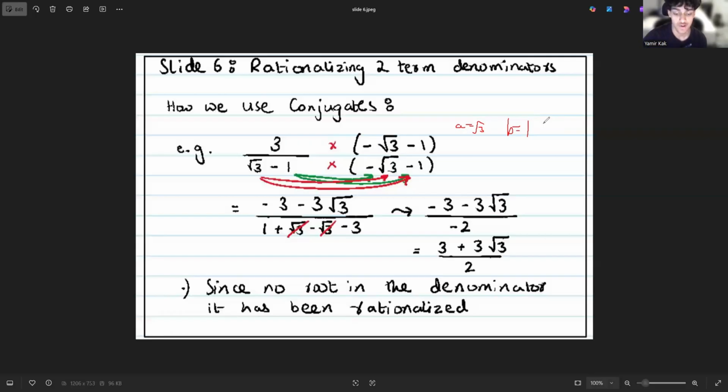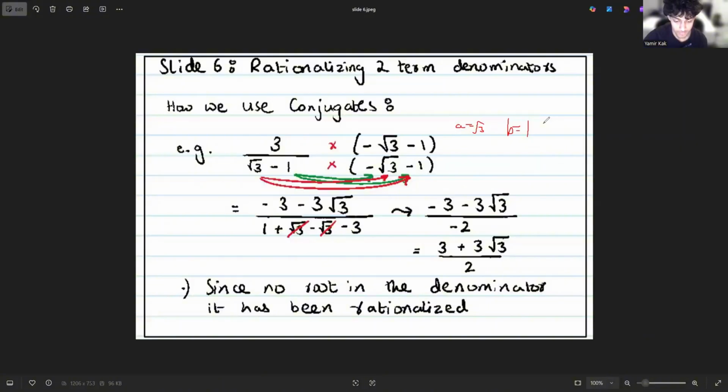So now to keep our fraction equal, whatever we did to the denominator, we're going to do to the numerator. So we're going to multiply our original fraction by negative root 3 minus 1 over negative root 3 minus 1, or root 3 plus 1, same thing, and this is like multiplying it by 1, so it doesn't change the value of the fraction.